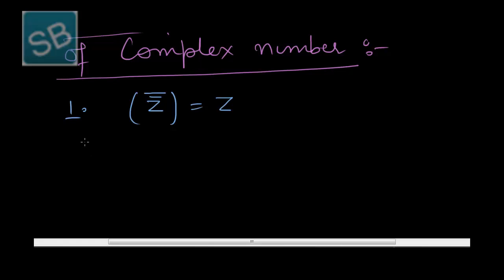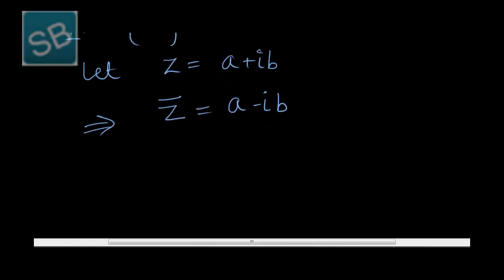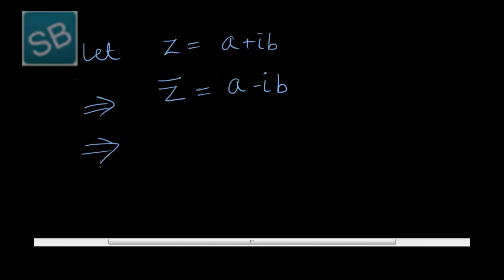So let z is equal to a plus iota b. According to the left hand side, we have to find the double conjugate. So the conjugate of this, by changing iota to minus iota, becomes a minus iota b. Now this is our complex number. Now we have to take the conjugate of this complex number. So what will happen? We take the conjugate of this conjugate complex number.